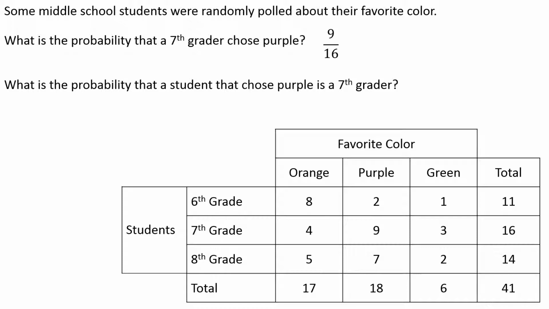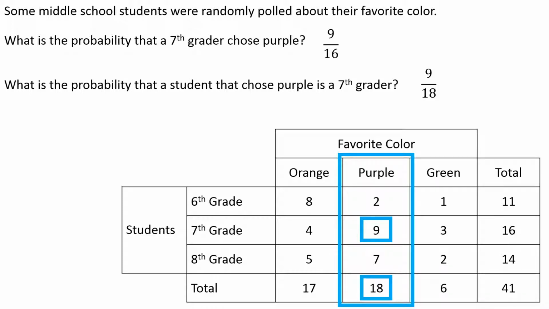What is the probability that a student that chose purple is a seventh grader? Okay, it's written correctly, I just can't read it. No, it's not going to be the same fraction. I know we're still talking about seventh graders. I know we're still talking about purple. But this time, the condition is they had to have chosen purple. Right? They had to have chosen purple. What's the probability that they're a seventh grader?